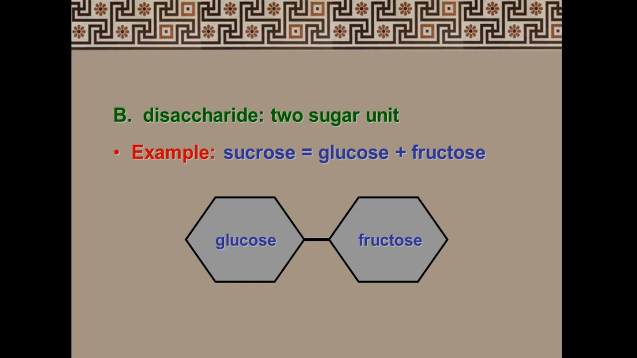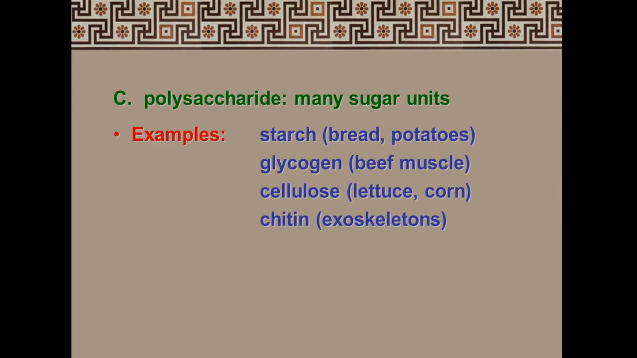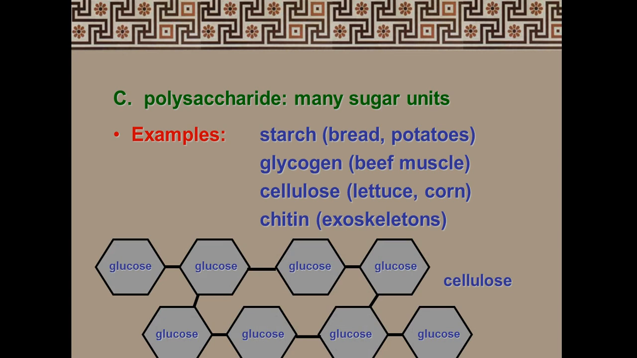A disaccharide is actually two sugar units linked together, and here we see, here's one sugar unit and here's another sugar unit. We're going to bond those two together. Examples of this is sucrose, which is table sugar, and all table sugar is glucose and fructose bonded together. And then our third type of sugar is a polysaccharide, which are many sugar units linked together, and you can see them. There's a bunch down here. Poly meaning many, and saccharide is just a fancy word for sugar.